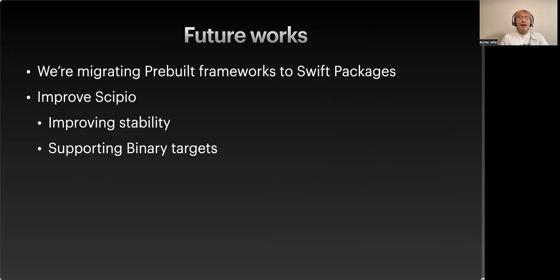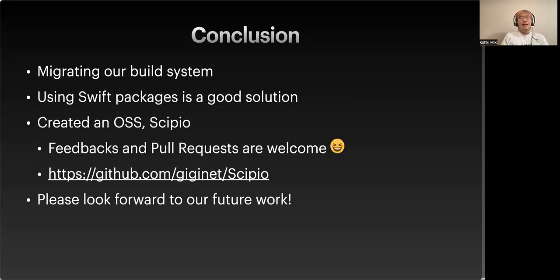Finally, I'll talk about future work. Scipio aims to consist only of standard tools. However, there is no way to generate Xcode projects from Swift packages. I worry that this will be fragile. Nevertheless, I believe that converting existing dependencies to Swift packages is a good approach. It helps to migrate smoothly when an official Apple cache system comes in the future.